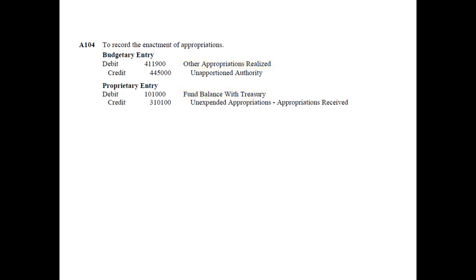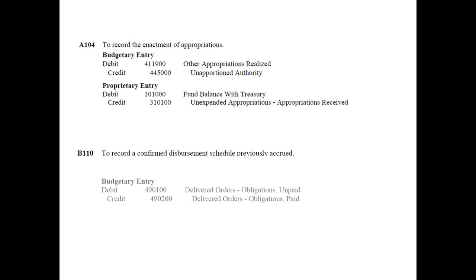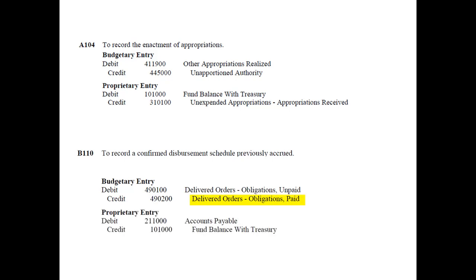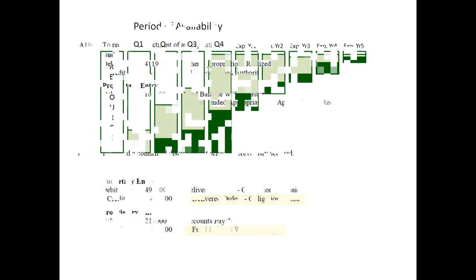As funds are paid out, there are balancing entries as well. First, there is a budgetary entry for paid obligations. And then, on the proprietary side, the fund balance with Treasury is reduced. Let's use a diagram to illustrate this.